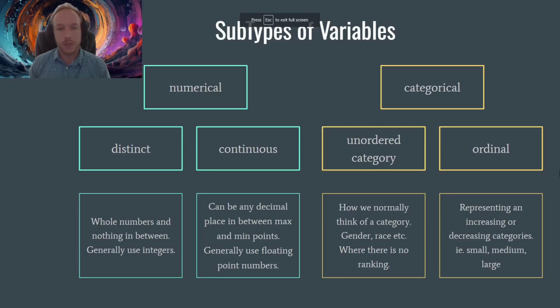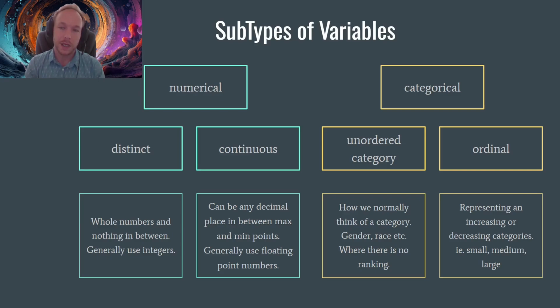Okay, getting into subtypes of variables. We have our major types, numerical and categorical, but we can break those down a little bit further. In numerical, we have discrete, which is more similar to whole numbers, 1, 2, 3, 4, and continuous are the decimal point numbers. Negative infinity to positive infinity in every decimal point place. So 0.01, 0.02, and everything in between.